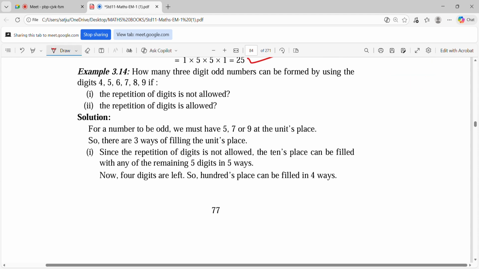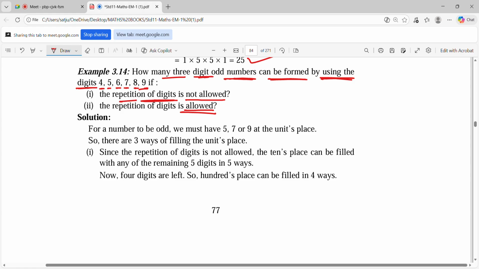Here it is clearly stated whether repetition of the digit is allowed, repetition of the digit is not allowed, etc. How many 3-digit numbers can be formed by using the digits 4, 5, 6, 7, 8, 9, if the repetition of the digits is not allowed?